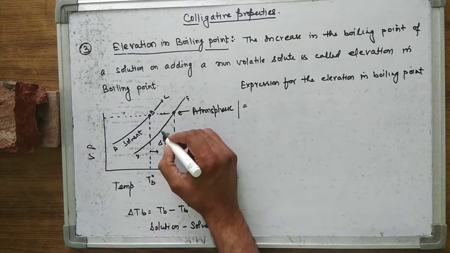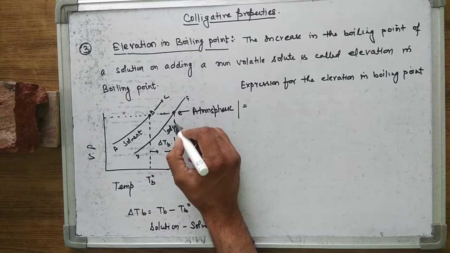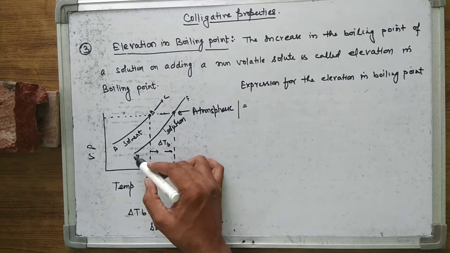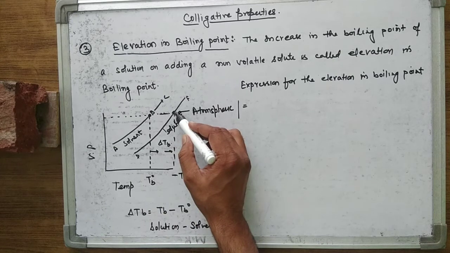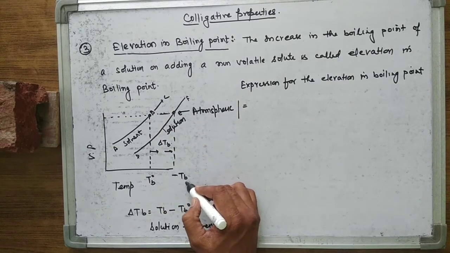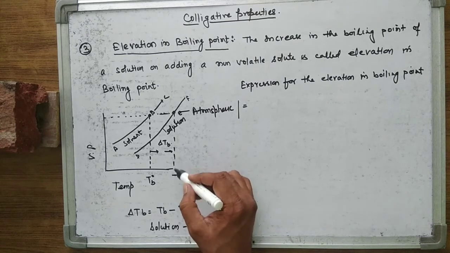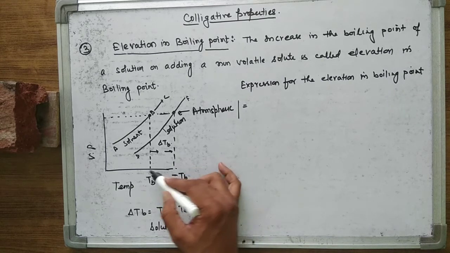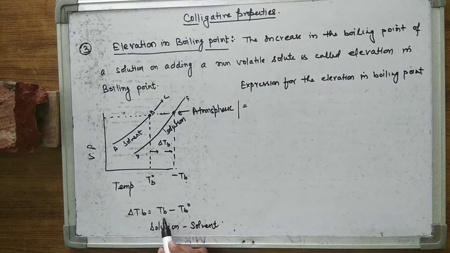Now we form a solution by adding a non-volatile solute, and now we start to heat, and it boils at a higher temperature than that of the solvent. This is the boiling point of the solution, and the difference between the boiling point of the solution and the pure solvent, Tb minus Tb naught, is equal to delta Tb. This delta Tb is the elevation in boiling point, that is equal to the solution minus the solvent.